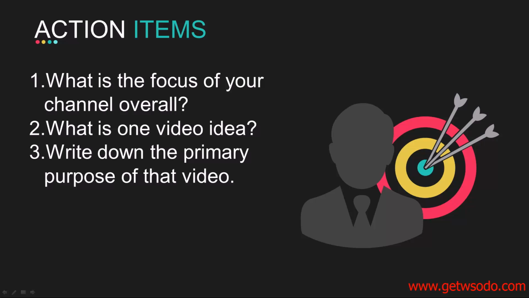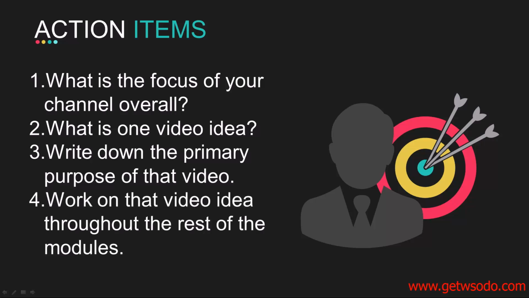And then write down the primary purpose of that one video. So as I just said, this one video, we want to create a video that is going to be engineered to get people on our email list, or it is going to review a product and I want to make affiliate sales. I want this video to start making me some income, and that is the goal of this video. Or I just want to start getting some views. I want to start getting out there. I'm not really sure about anything else yet, and that's cool too. So the goal of this video is to get as many views as possible. So write down the primary purpose and then work on that video idea throughout the rest of these modules.